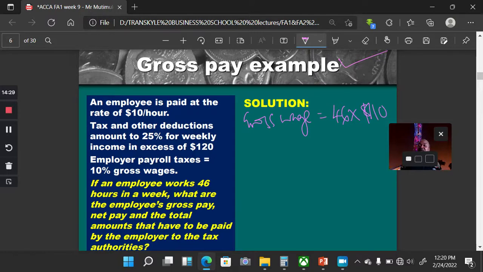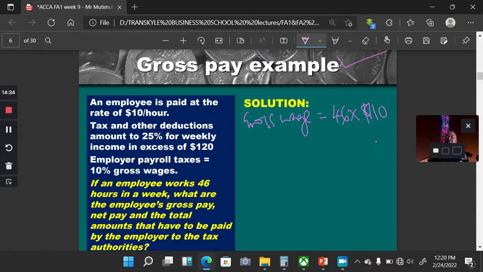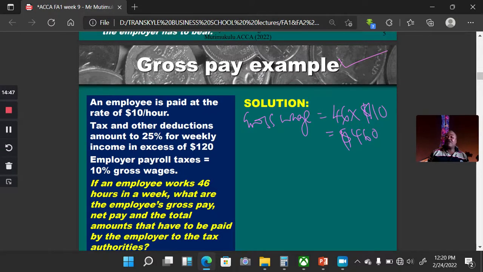$10 per hour. Okay. $10 per hour, which means this guy earned $460 in this particular week. Now, if he earned $460, how much tax should be deducted from him? For the tax, the tax liability, the tax payable.